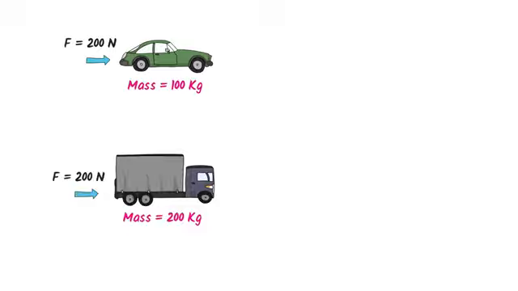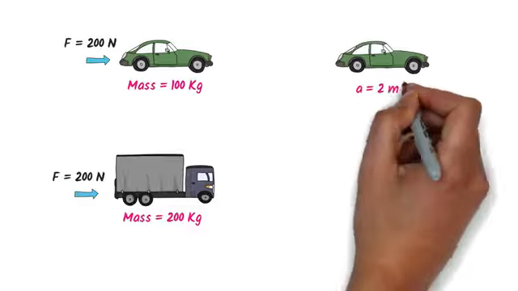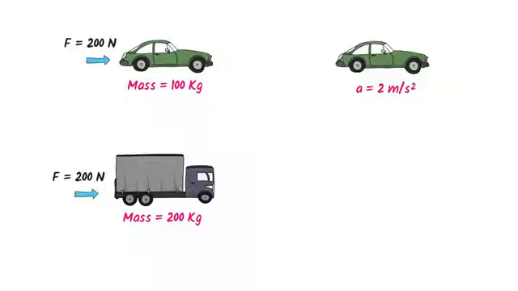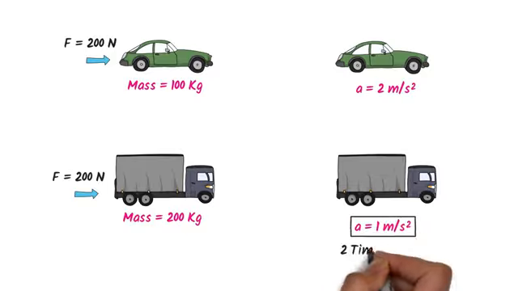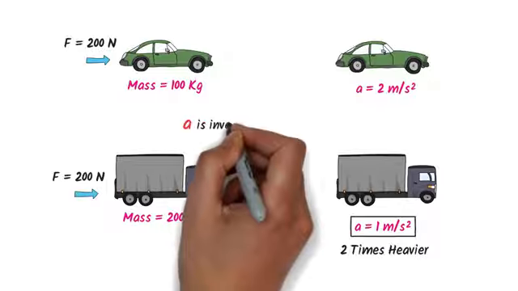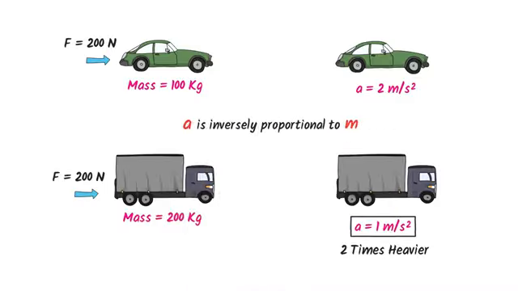We would observe that the car will start moving with an acceleration of 2 meters per second squared and the truck will start moving with an acceleration of 1 meter per second squared. Here, the truck is moving with an acceleration of 1 meter per second squared because the truck is 2 times heavier than the car. So that's why we say that acceleration is inversely proportional to the mass of an object. Thus, note down all these important points of Newton's second law.